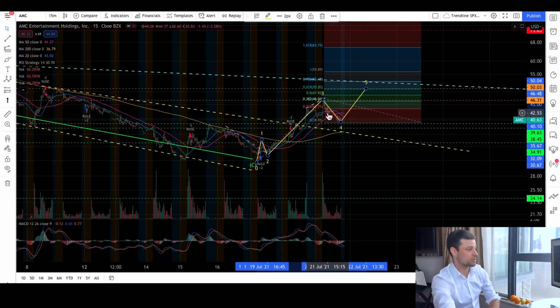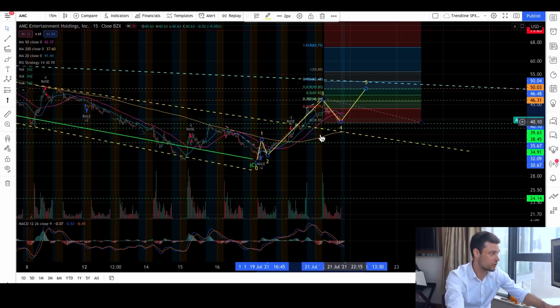Okay, this would make more sense. This would be a typical first wave impulse. So this is very possible as well. I give the scenario a high probability.